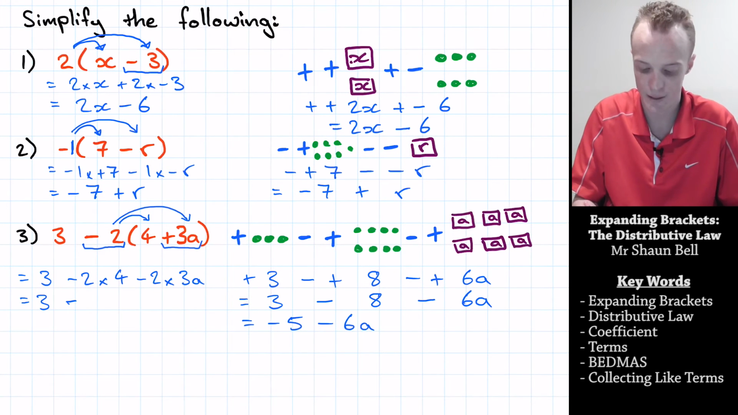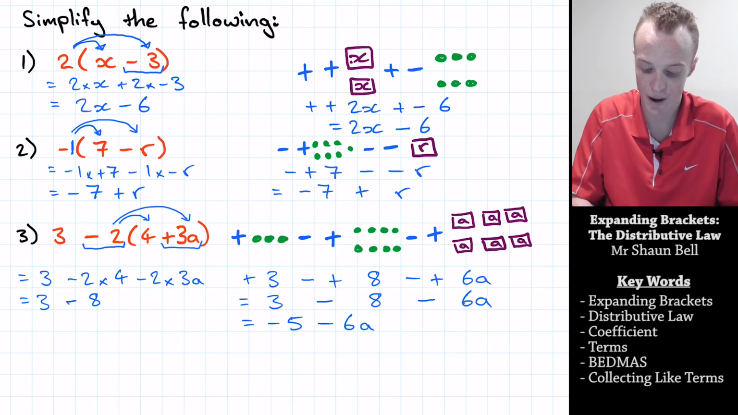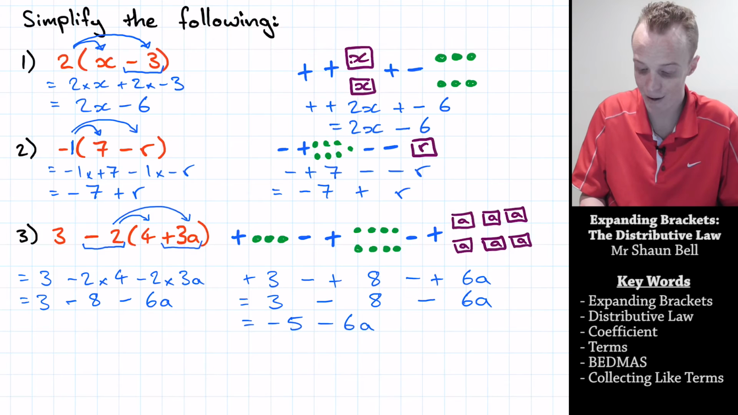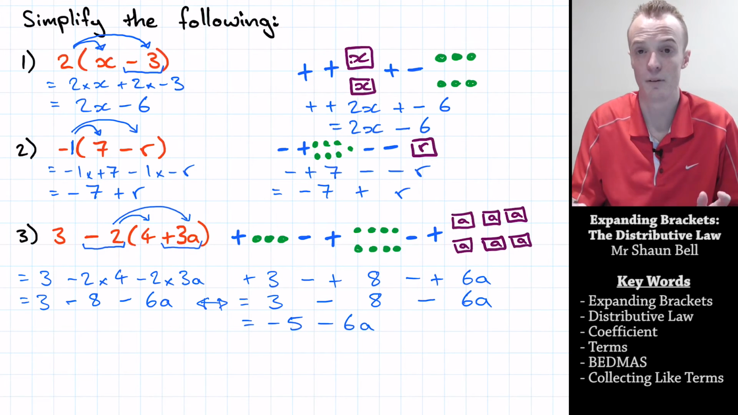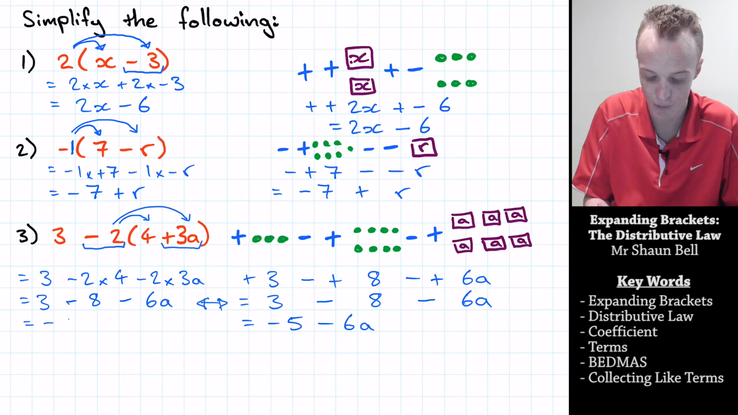2 times 4 is 8. And then I've got negative 2 times positive 3a. A negative times a positive is a negative. 2 times 3a is 6a. And what you've noticed is I'm actually back at that step that I had just here. So of course, I simplify it. I know what 3 take 8 is. 3 take 8 is negative 5.